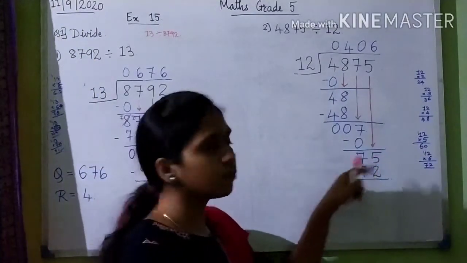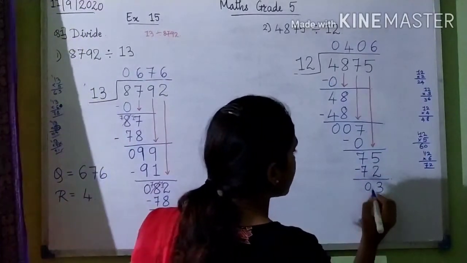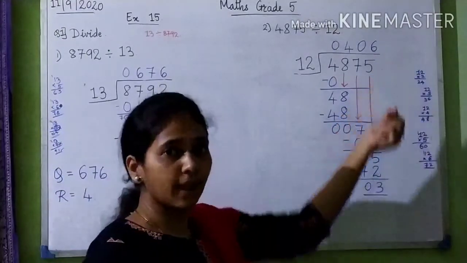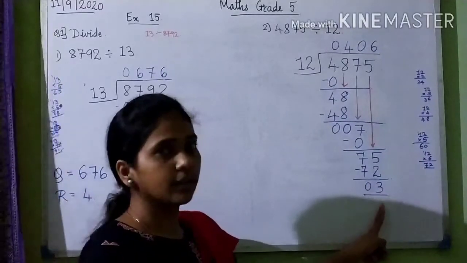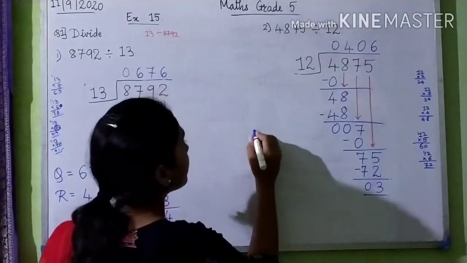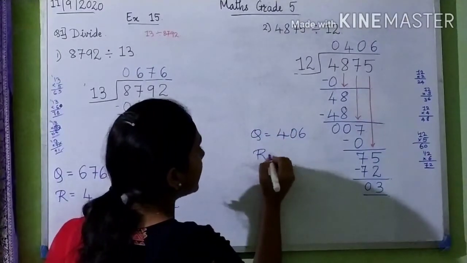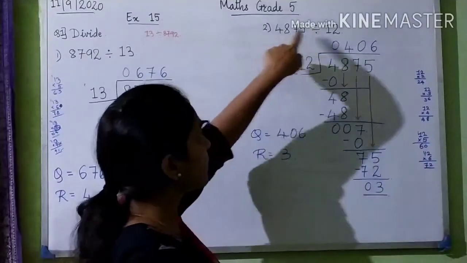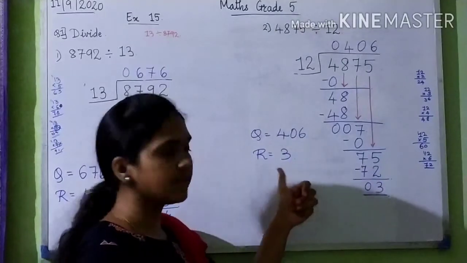Now I subtract 72 from 75. 5 minus 2 is 3 and 7 minus 7 is 0. Now my numbers have ended. I have no other number which I can take down. So here the division ends and this is our remainder. What quotient have we got? The quotient is 406 and the remainder is 3. So 4875 divided by 12 is 406 and the remainder is 3.